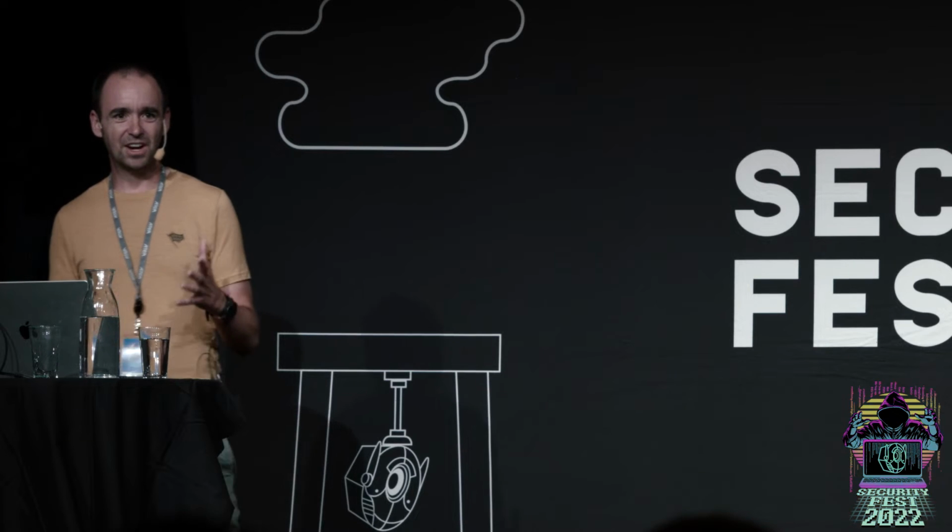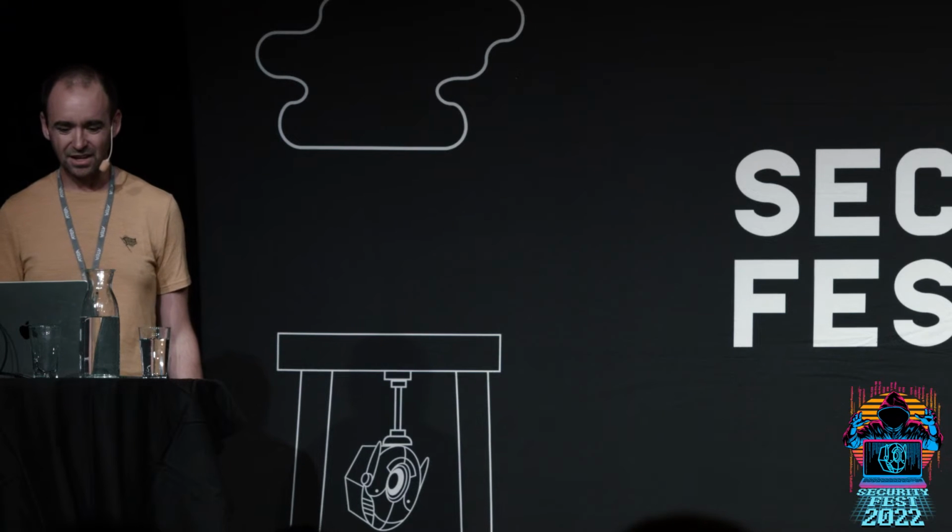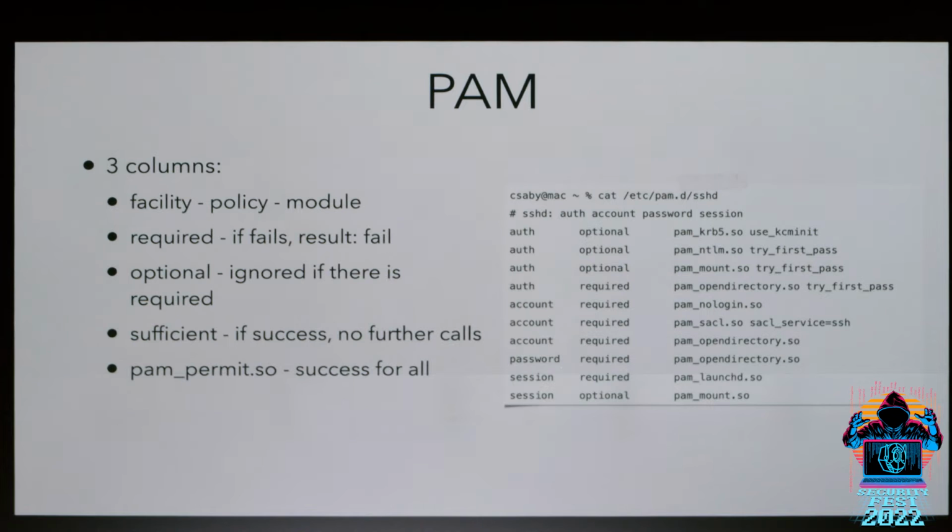And all the configuration files for PAM can be found under the /etc/pam.d directory. So what does such a configuration file look like? It has 3 columns. The first one defines the facility, like what we just described: auth, account, password, session. The next column defines the policy, and the last is the actual module that will implement that functionality. Now, the second column is interesting because it defines how the result of that module is treated.